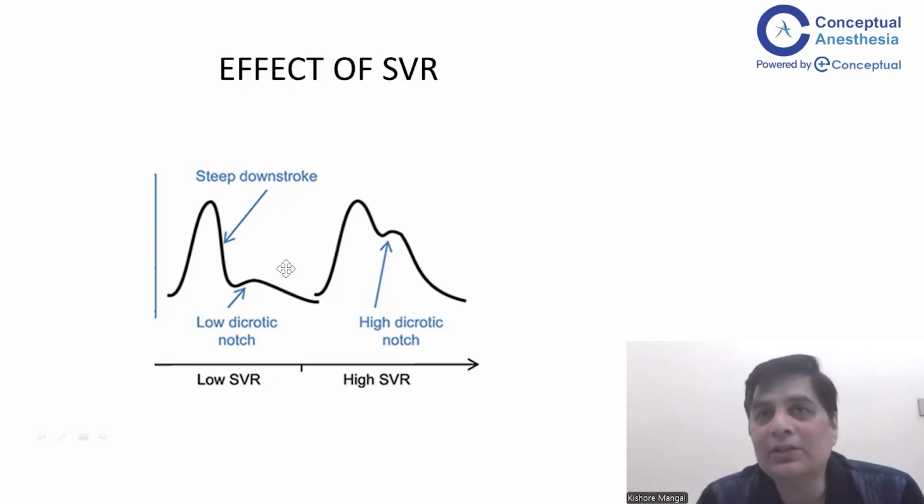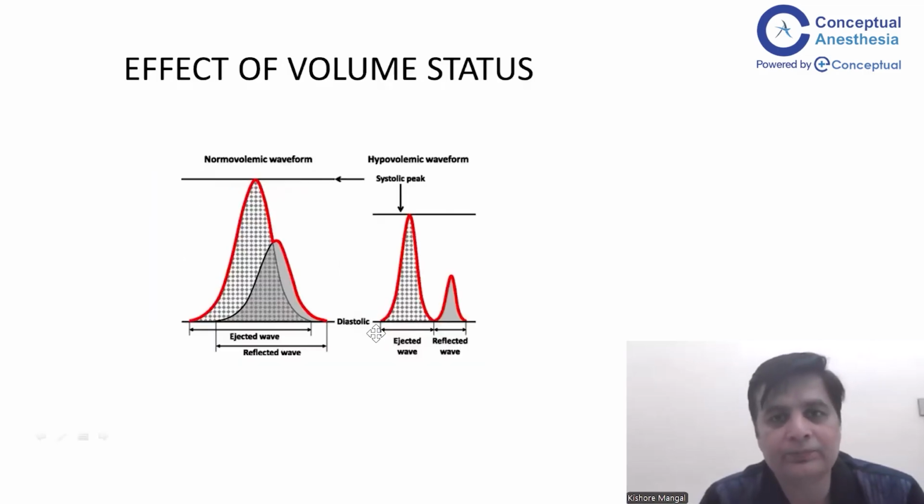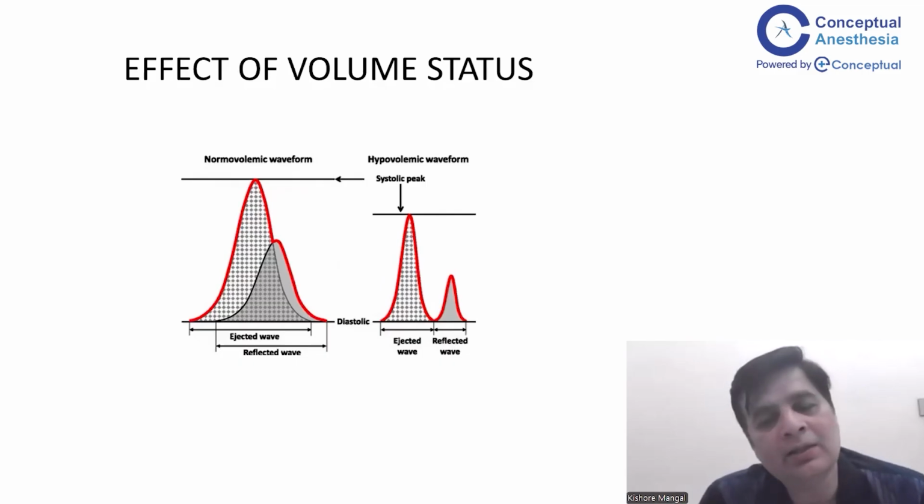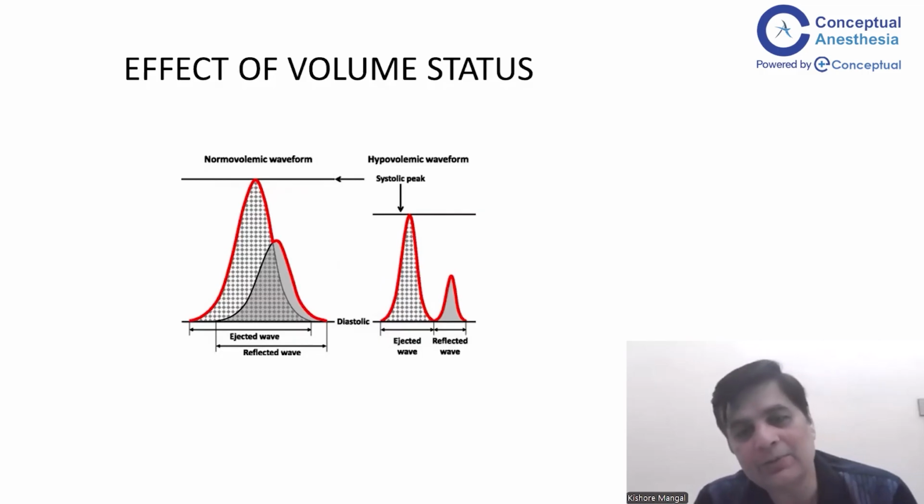So this is what we see in SVR. If a patient is put on an arterial line in such a situation, this is the waveform you will see. The diastolic pressure will be low and the dicrotic notch will be low. Now the effect of the volume status. Again, when the volume is low, the reflection is very much less and it is very much delayed.